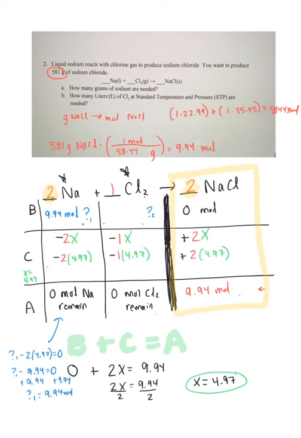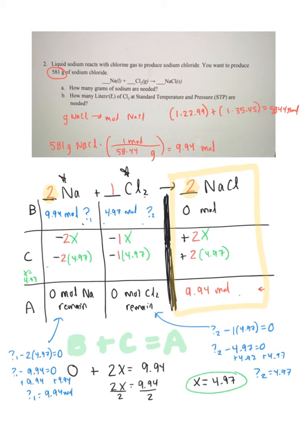To find question mark number 2: minus 1 times 4.97 equals 0. So question mark number 2 minus 4.97 equals 0. We'll add 4.97 to both sides. So question mark 2 equals 4.97. So I need 4.97 moles of Cl2 to make 9.94 moles of NaCl.